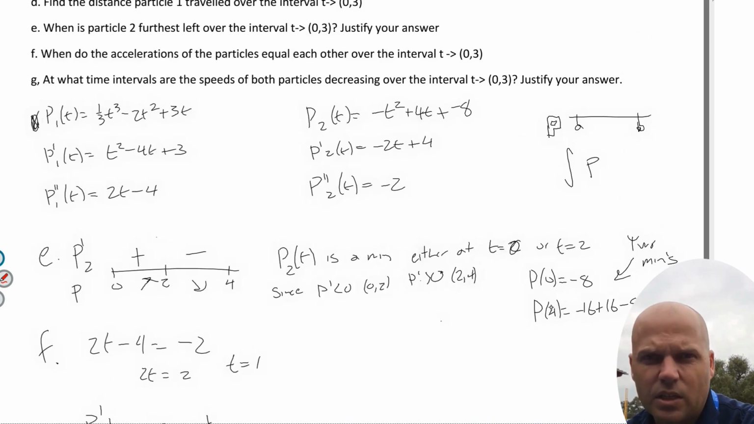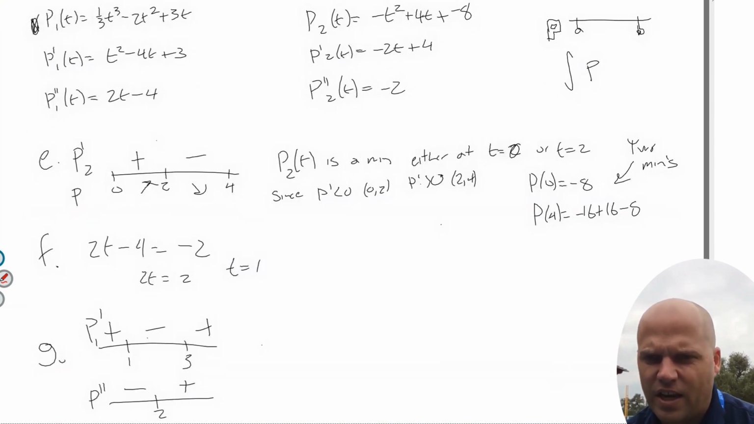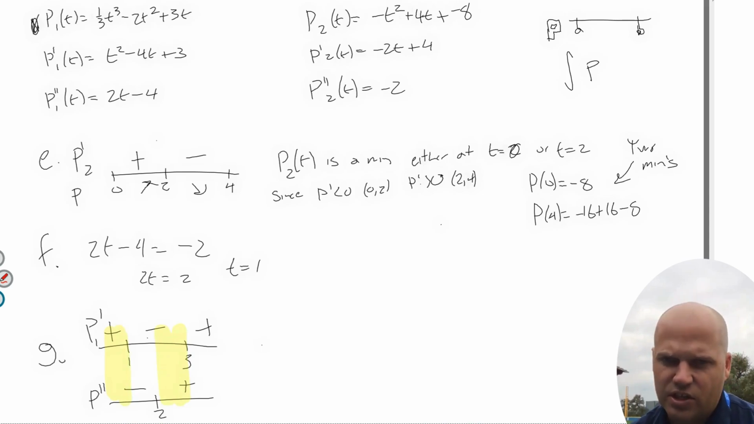And I'll have negatives and positives. When is speed decreasing? When the signs of V and A are going to be the same. So I got 0 to 1, opposite, and 2 to 3. Positive velocities that are decreasing, negative velocities increasing. These are velocities approaching 0.